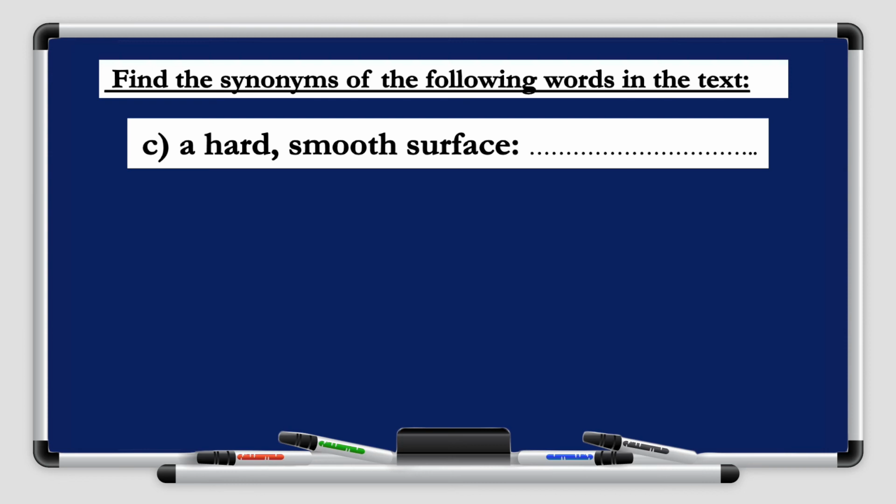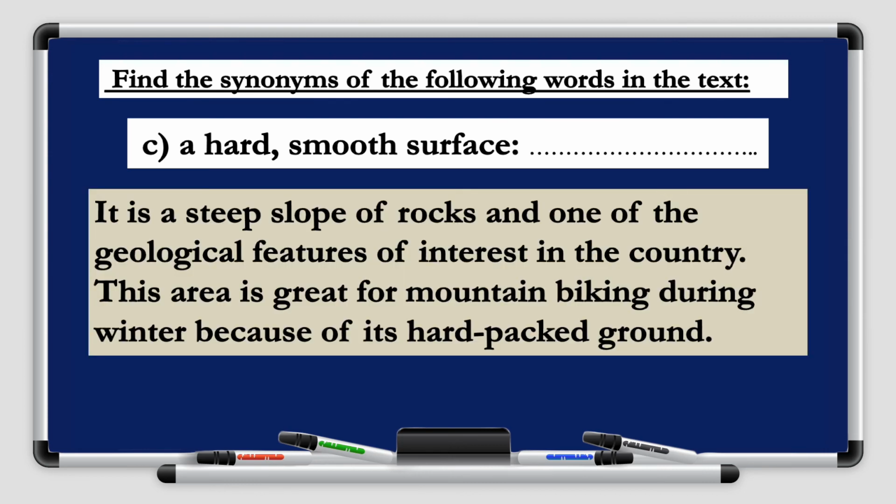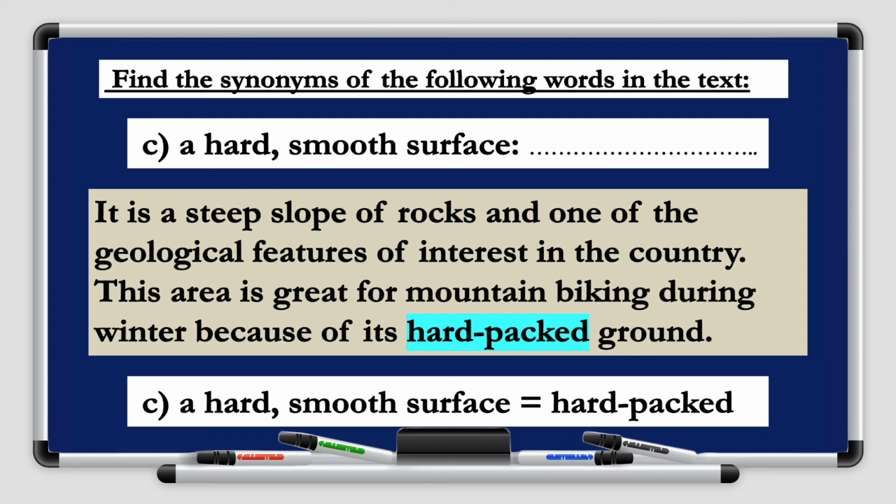C. A hard, smooth surface. Yes, as we talked about, it is in the Mutla'raj. It is a steep slope of rocks and one of the geological features of interest in the country. This area is great for mountain biking during winter because of its hard, packed grounds. So the answer is hard, packed, a synonym for a hard, smooth surface.